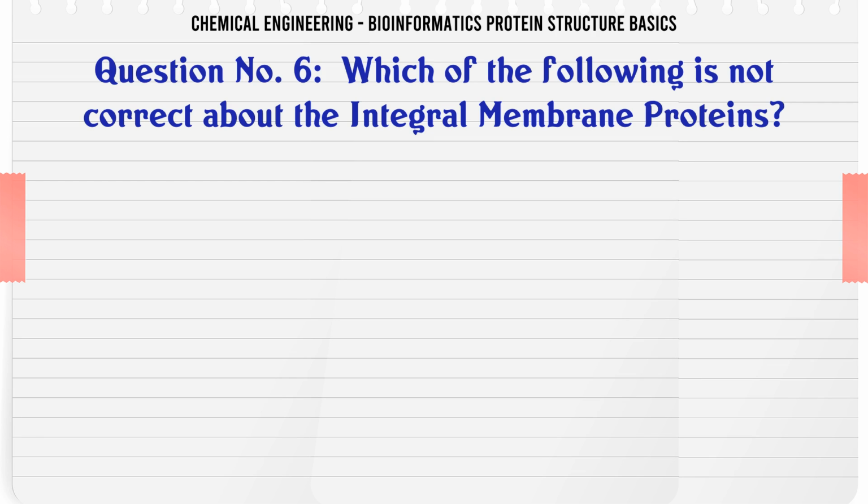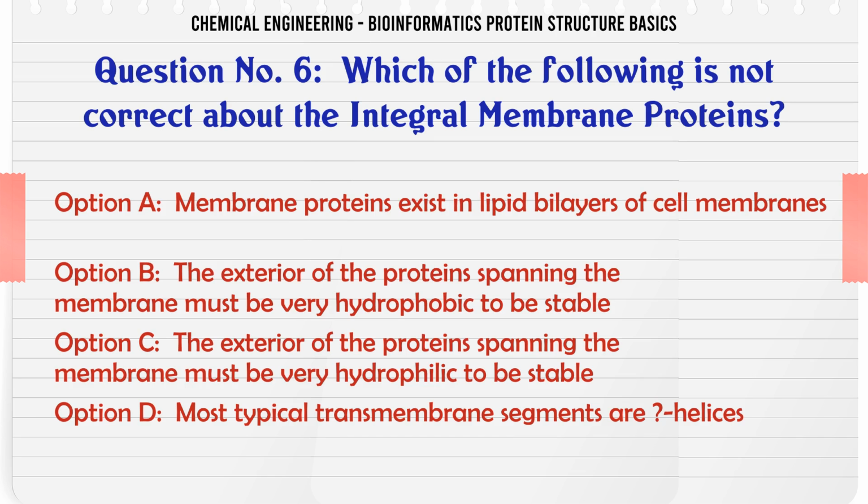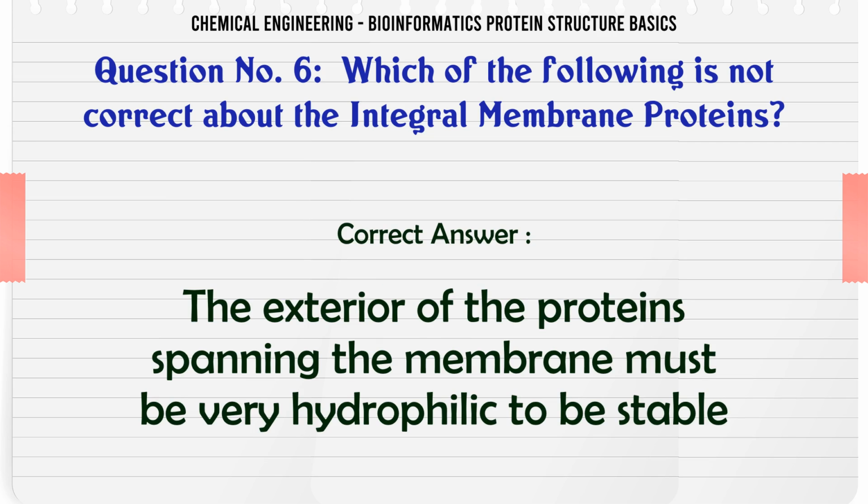Which of the following is not correct about the integral membrane proteins? A. Membrane proteins exist in lipid bilayers of cell membranes. B. The exterior of the proteins spanning the membrane must be very hydrophobic to be stable. C. The exterior of the proteins spanning the membrane must be very hydrophilic to be stable. D. Most typical transmembrane segments are helices. The correct answer is: the exterior of the proteins spanning the membrane must be very hydrophilic to be stable.